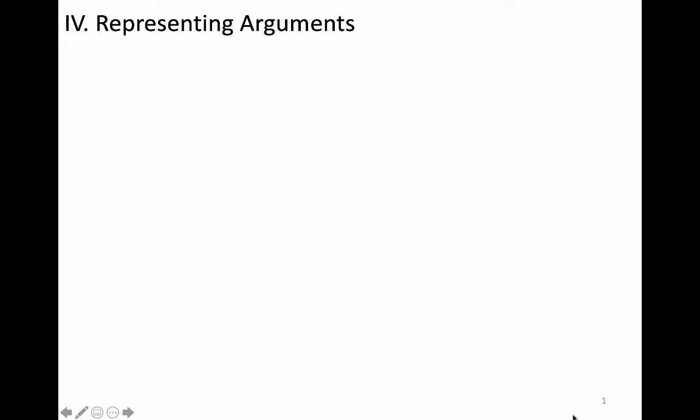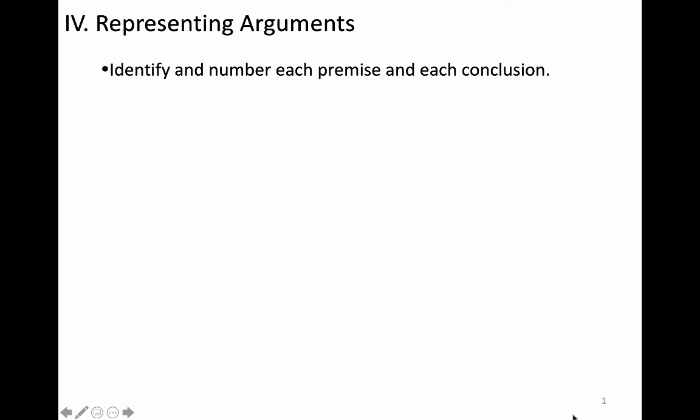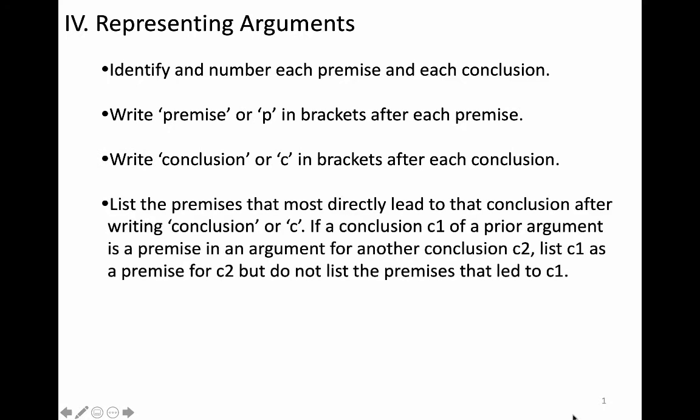Today, in this segment, we're going to talk a little bit about the rules of logic, but first I'm just going to reiterate, when you're representing reasoning, you identify and number each premise and each conclusion, labeling each premise as a premise and each conclusion as a conclusion. I'm going through this quickly because we already went over this. You list the premises that most directly lead to a conclusion after writing that conclusion.